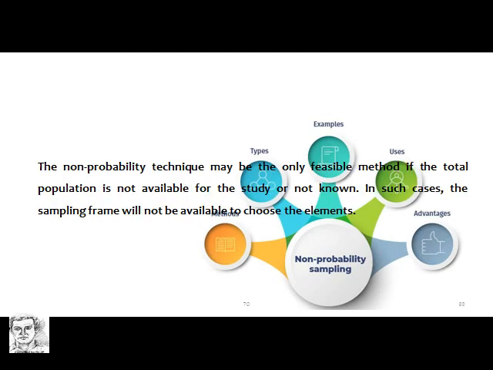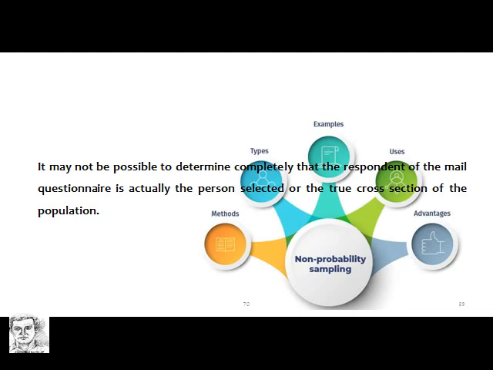The non-probability technique may be the only feasible method if the total population is not available for the study or not known. In such cases, the sampling frame will not be available to choose the elements. It may not be possible to determine completely that the respondent of the mail questionnaire is actually the person selected or the true cross-section of the population.